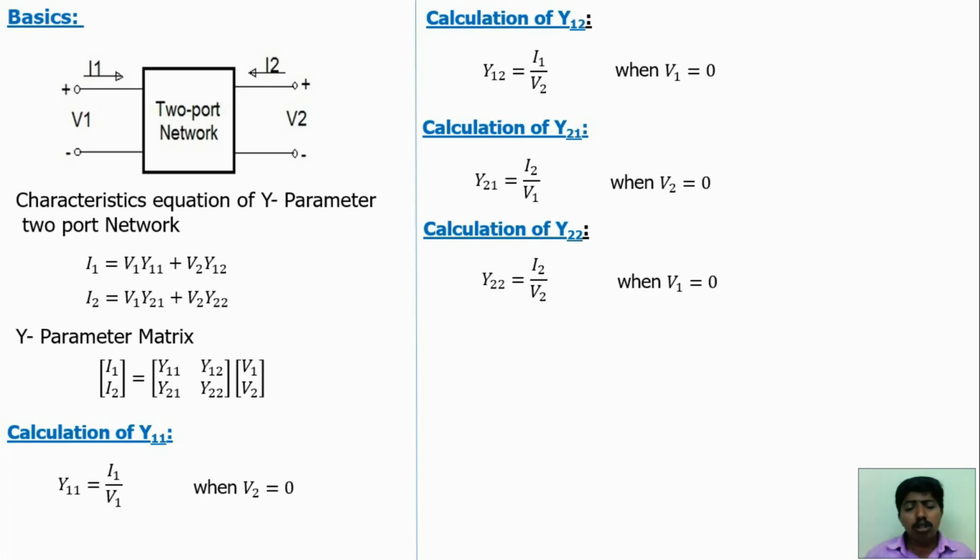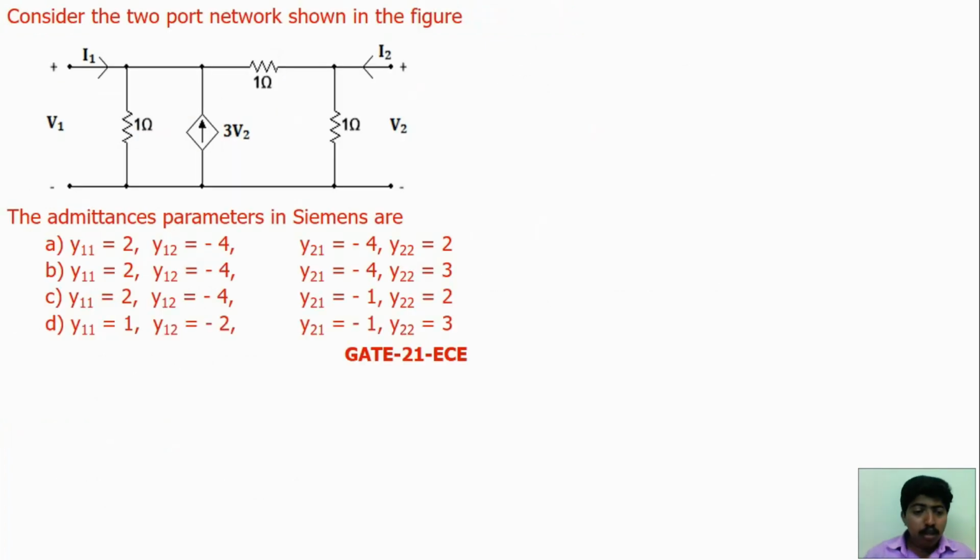Now we will solve this problem. The objective of this question is to find the Y parameter matrix. In the options only Y parameters are given; we are going to find the Y parameter matrix for the given circuit. This question was asked in the GATE 21 EC examination. Okay, I will solve it. So we know the characteristic equation of Y parameters.